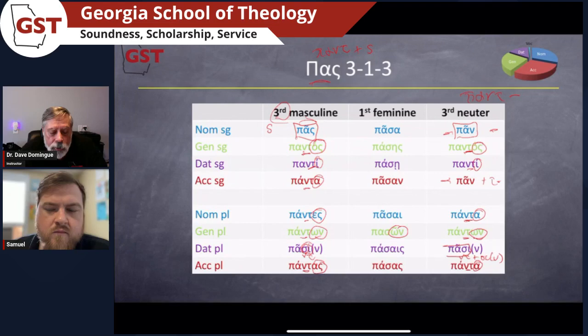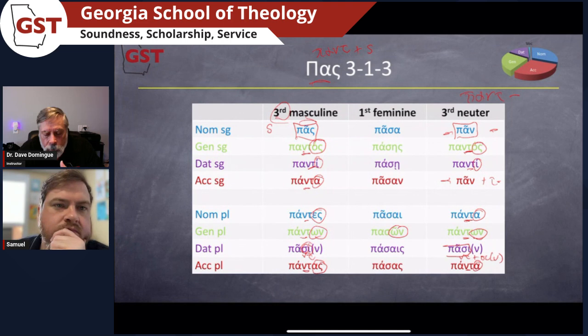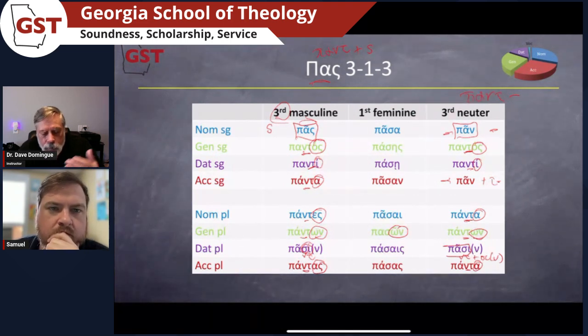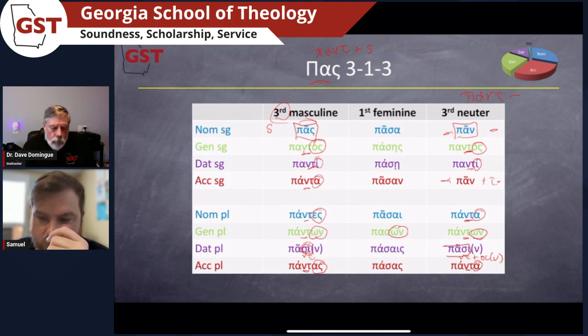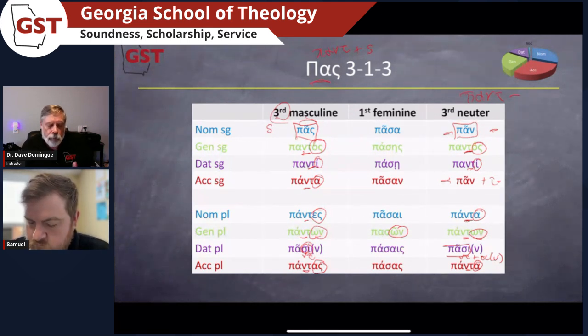It's not complex. You just got to know what happens with the stops, noun rule 7, and what happens with noun rule 8 with the tau. So what happens when the sigma comes against a nu? What happens when the sigma comes against a tau? What happens when the sigma comes against a labial or a velar or a dental? And you'll be able to just follow the pattern.